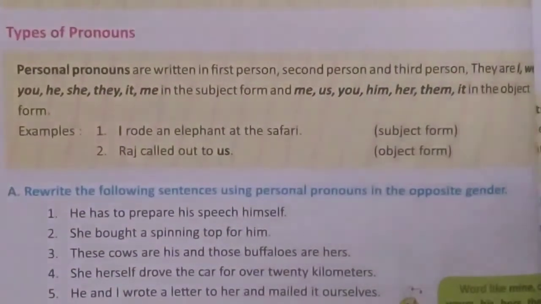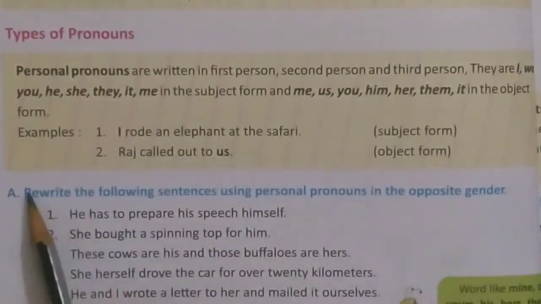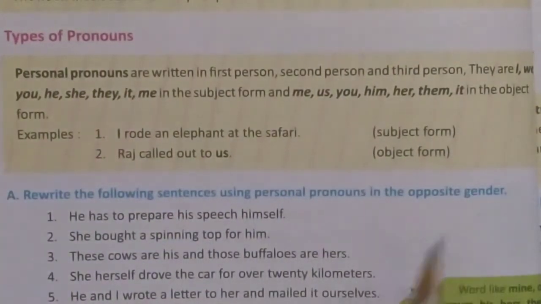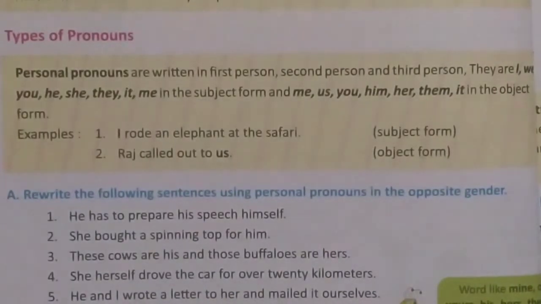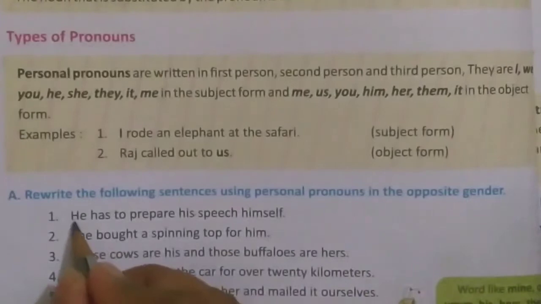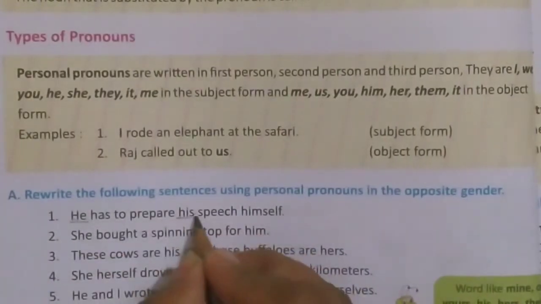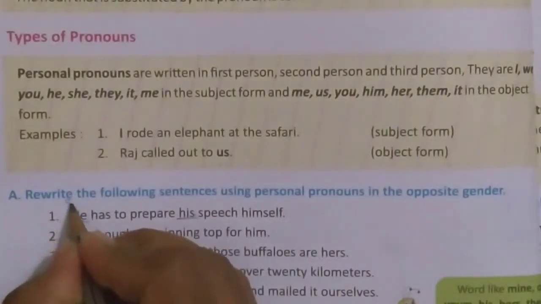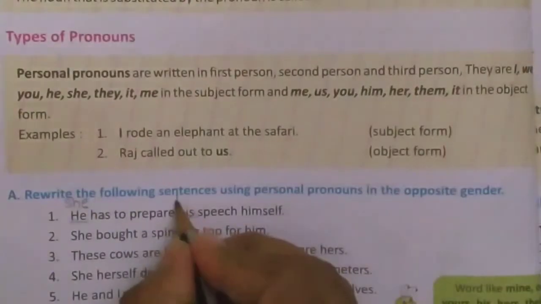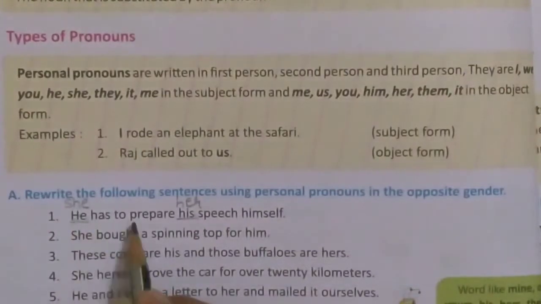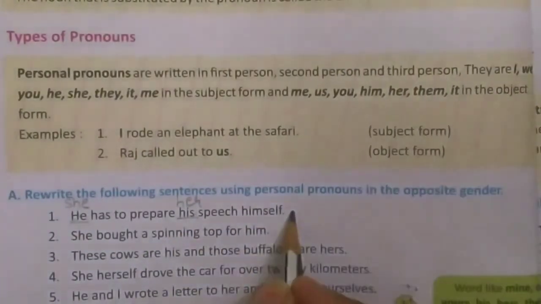Students, here one exercise is given to you. Like rewrite the following sentences using personal pronoun in the opposite gender. Means you have to pick the personal pronoun and write it in opposite gender. So here I explain you like he has to prepare his speech himself. So in this sentence he and his are personal pronoun. So we write it in opposite gender. So he becomes she and his becomes her. So sentence is she has to prepare her speech himself.